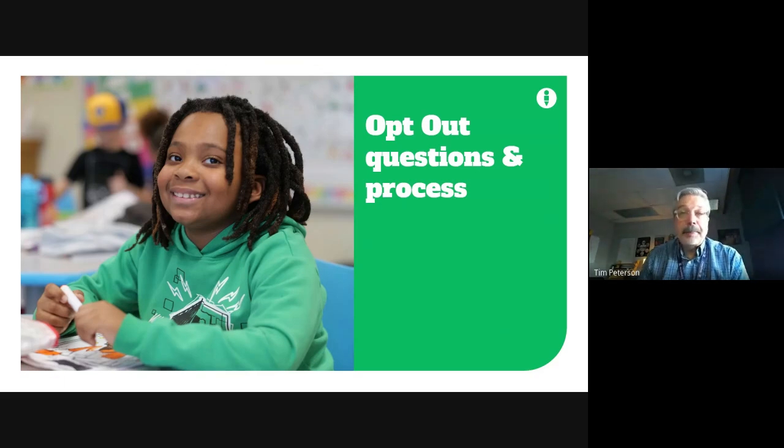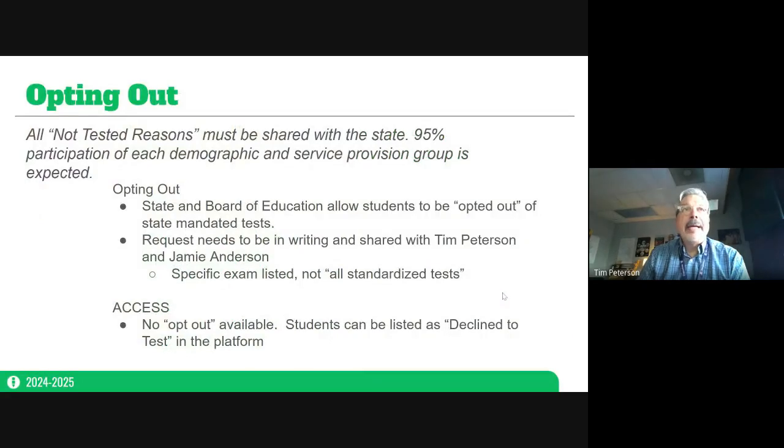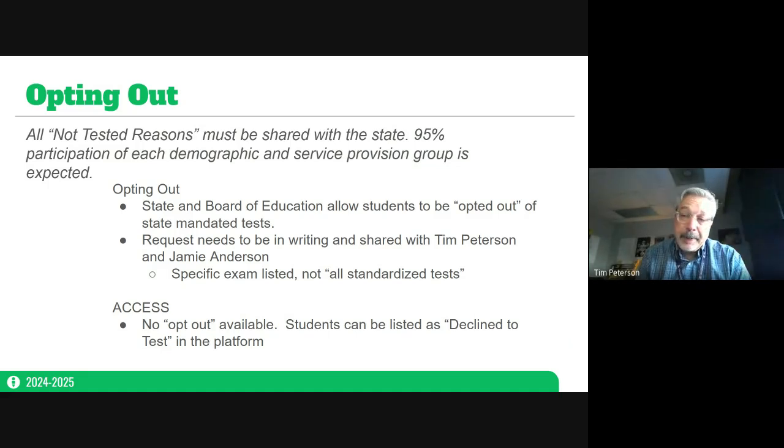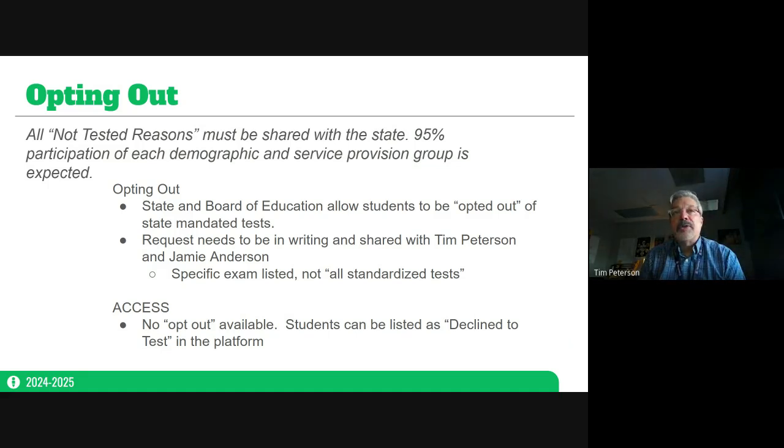All right, so we're going to wind up here. Keep in mind that opting out, we respect that. It needs to be in writing. You need to send that to Jamie Anderson and myself. It needs to be specific. It can't just say opt my child out of all standardized tests. Please keep in mind that this is something that we need to share with the state.